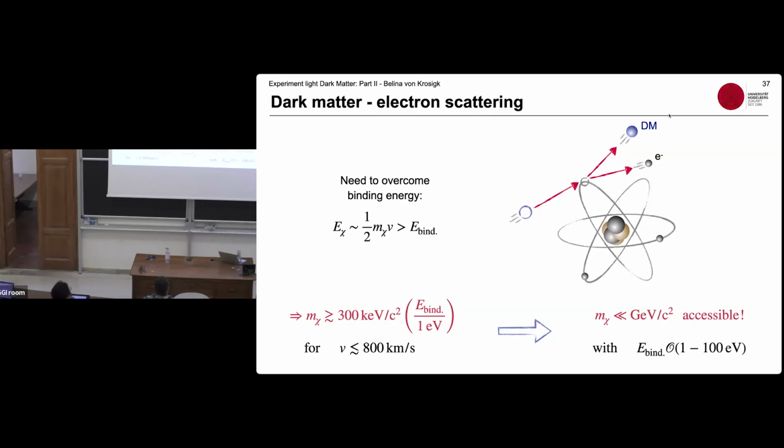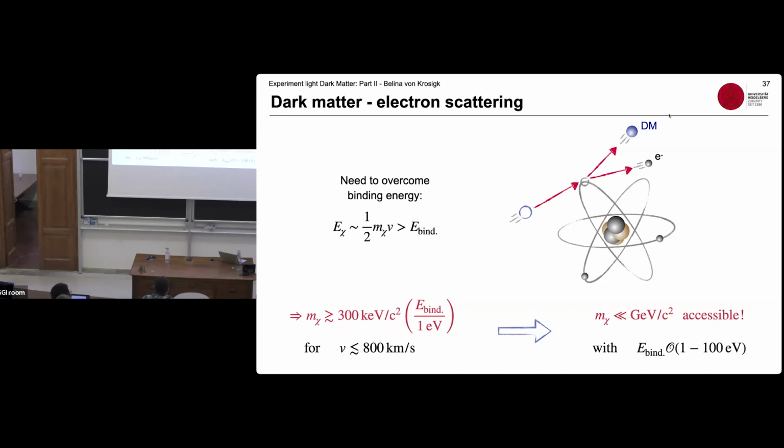And if you turn this argument around, so if you solve for the dark matter mass, assuming the dark matter velocity in our halo, then you get a lower bound on the dark matter mass that you can probe, depending on the binding energy of your atom or the material that you're using. Typical binding energies are somewhere in the range of 1 eV to 100 eV. So it's in the eV range, and if you take 1 eV, this suggests that 300 keV in principle is accessible.